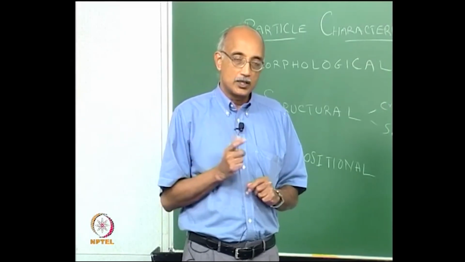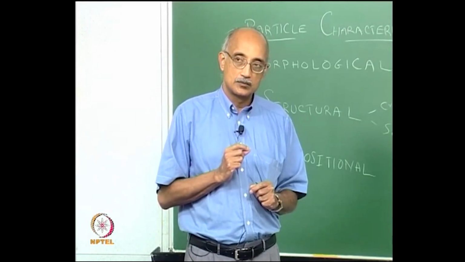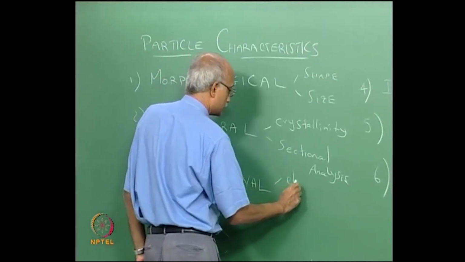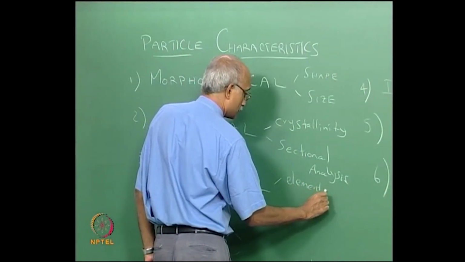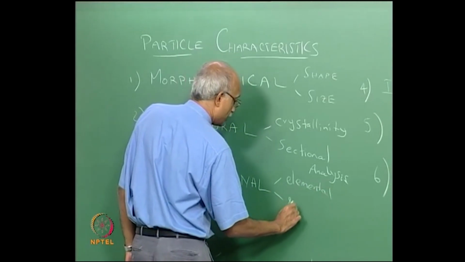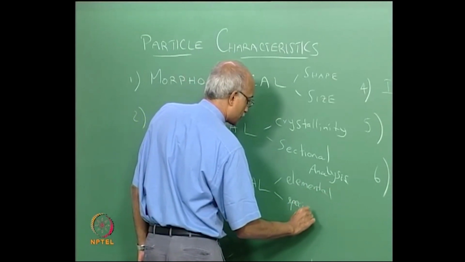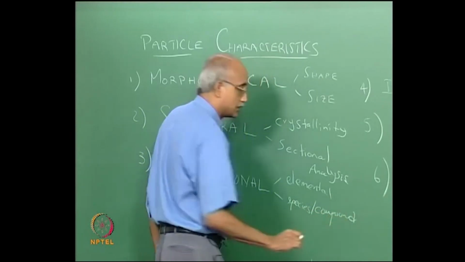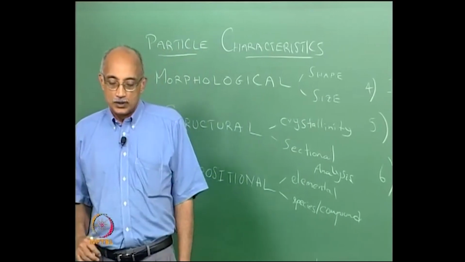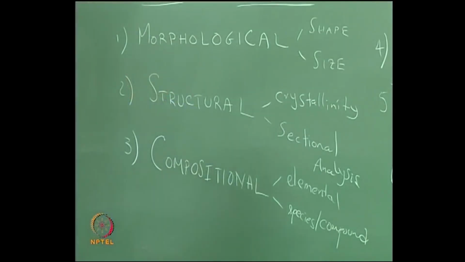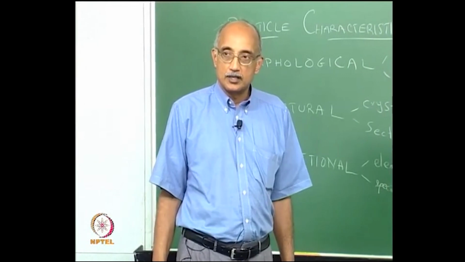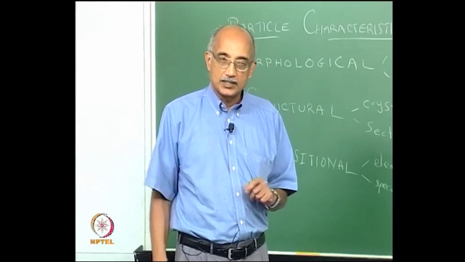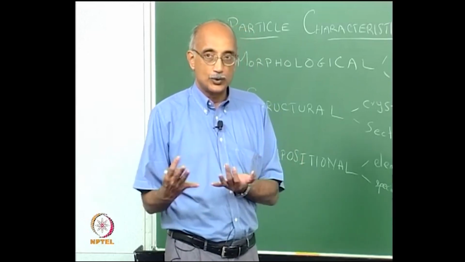So, when we talk about chemical composition, we have to distinguish between elemental composition and species slash compound identity of the particle. In other words, in many applications it is not enough for us to say that this particle has aluminum and oxygen. We have to know that it is actually Al2O3, and the same tool may not be able to give you both information.